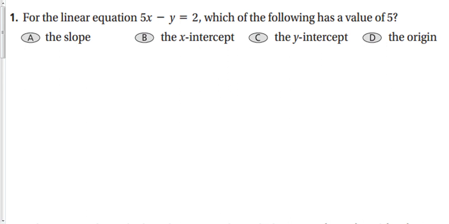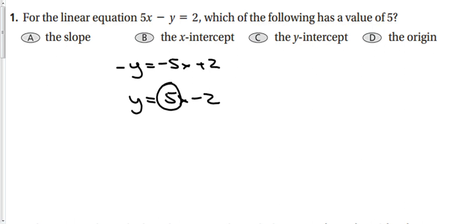Okay. A couple multiple choice problems that we went through. We didn't get through all of them at the end of class, but I'll go through them all real quick. For that linear equation, which of the following has a slope value of 5? Well, put the equation in slope-intercept form. So subtract 5x from both sides, you would get negative y is equal to negative 5x plus 2. Multiply both sides by negative 1, gives me y equals 5x minus 2. So 5 would be the slope, A.